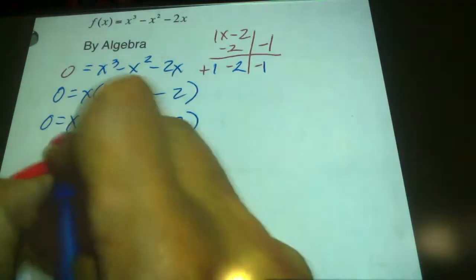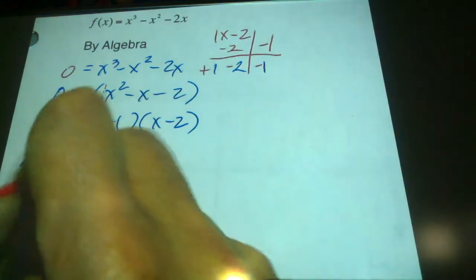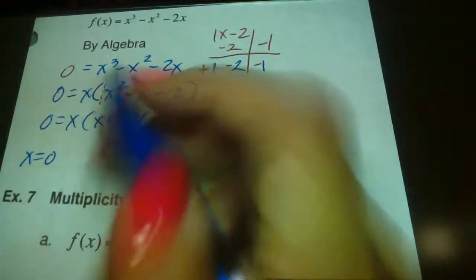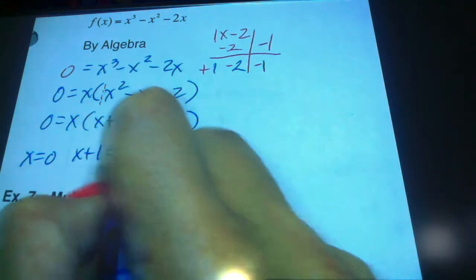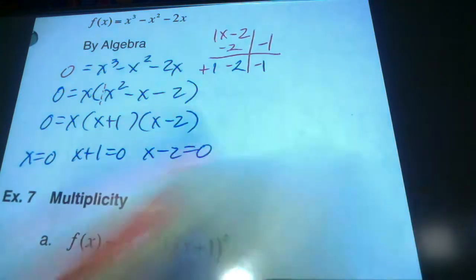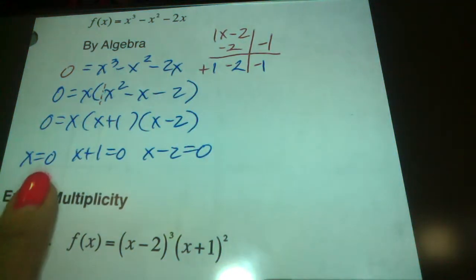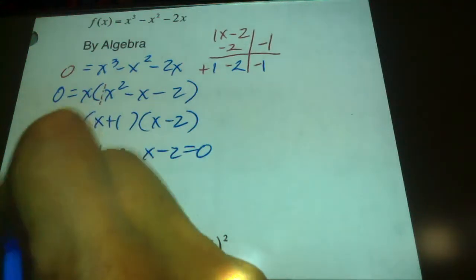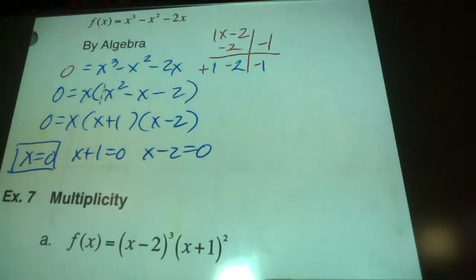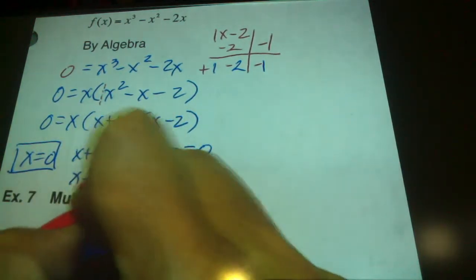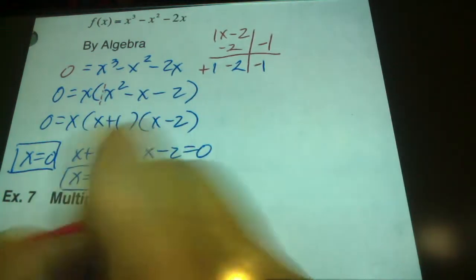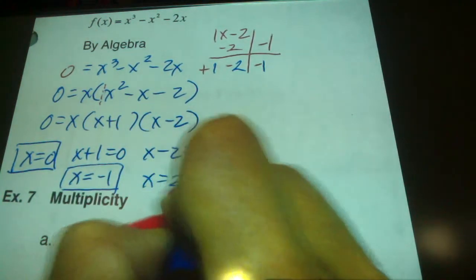So don't forget to set the x equal to 0. And the x plus 1 gets set equal to 0, and the x minus 2 gets set equal to 0. Lots of times you forget to set that one equal to 0. So that one's already solved. There's nothing to solve there. Here, subtract 1, x is equal to negative 1, and add 2, x is equal to 2.